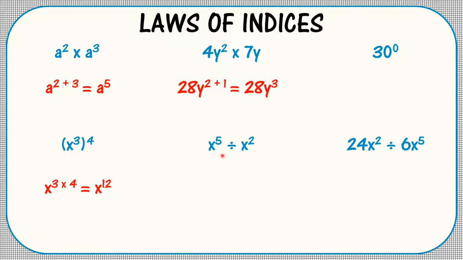The next example is you're dividing. So all you do, you minus these two numbers. So it's 5 minus 2. Therefore, this is x to the power of 3. The next is anything to the power of 0 is 1. Therefore, 30 to the power of 0 is 1.